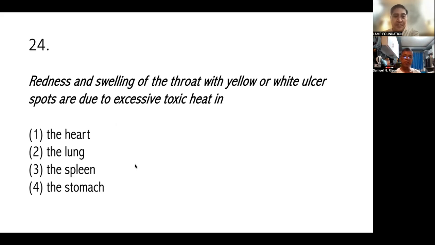Number 24. Redness and swelling of the throat with yellow or white ulcer spots are due to excessive toxic heat in the lung and the stomach. My answer, Doc, is 2 and 4, the lung and the stomach. Swelling of the throat, redness, swelling of the throat with the yellow or white ulcer. Excessive toxic heat. Why is the stomach included here? What is the connection?